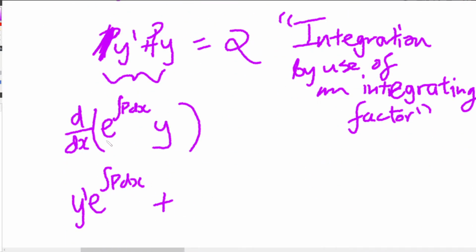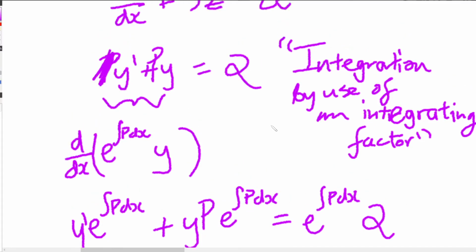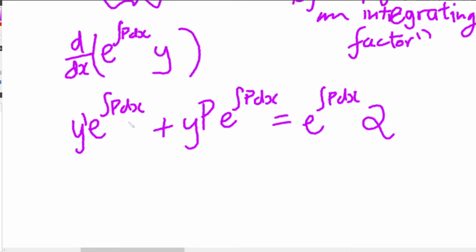So if you differentiate something that looks like this with respect to x, you'll get y prime times e to the this on one side, plus y times whatever this is differentiated. So if u is the integral of p, then e to the u differentiated is just e to the u times du by dx, right? But du by dx is this integral differentiated, which is just p. So it's y times p times e to the integral of p dx, which is e to the integral of p dx times q. And this q is our 2e to the x, this y is z, this y prime is dz by dx, and this p is just the number 3. P could be any function. It's quite a generalized technique.